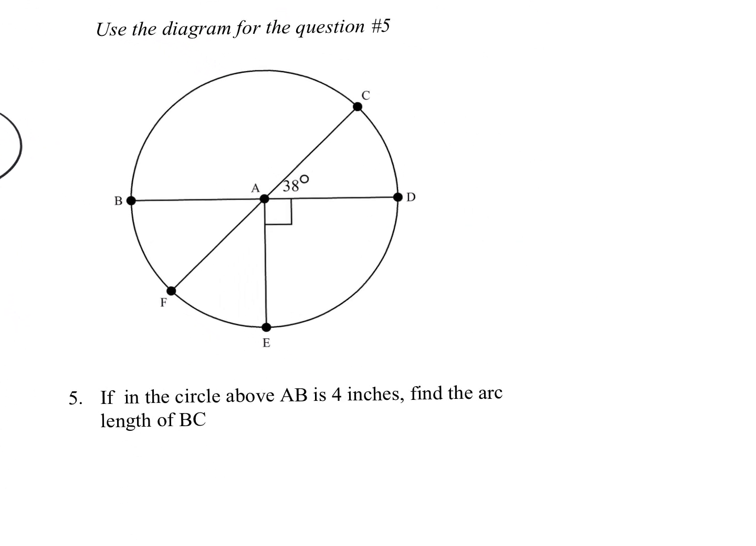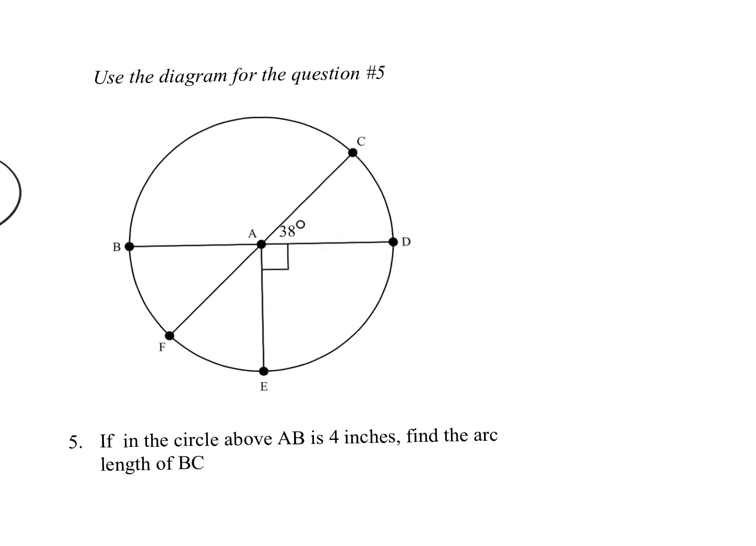All right, it says use this diagram for question 5. Let's see here. In the circle above, AB is 4 inches. Put a little 4 right there. Find the arc length of BC. Okay, the arc length of BC. So they want this distance here.